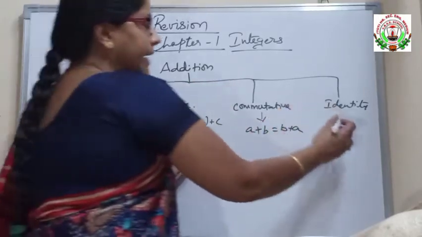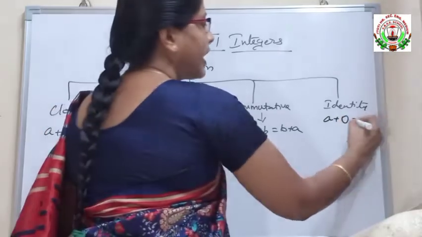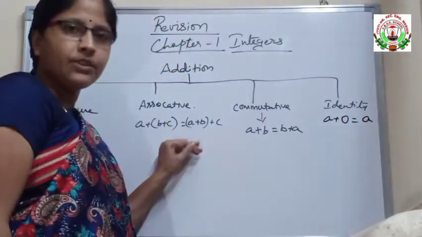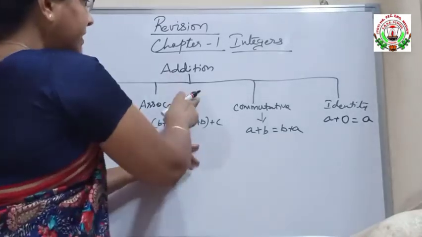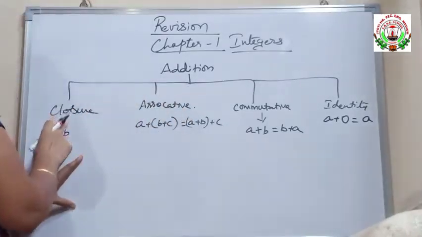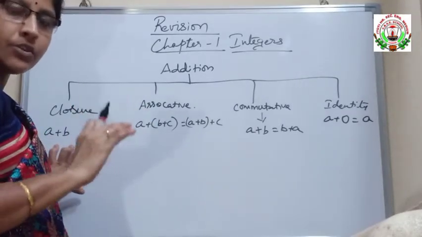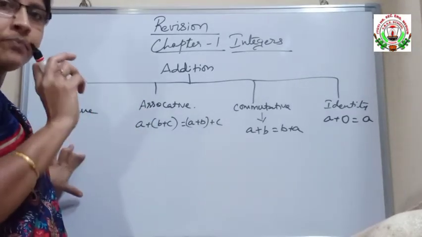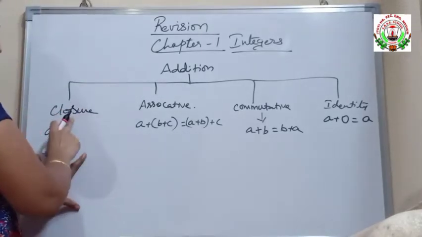Next, identity. When you add any integer with 0, we are going to get the same integer, whether the integer is a positive integer or a negative integer. Once again, see, addition closure property means when you add any two integers, either positive or negative, we are going to get the answer as an integer only. So integers are closed under addition.